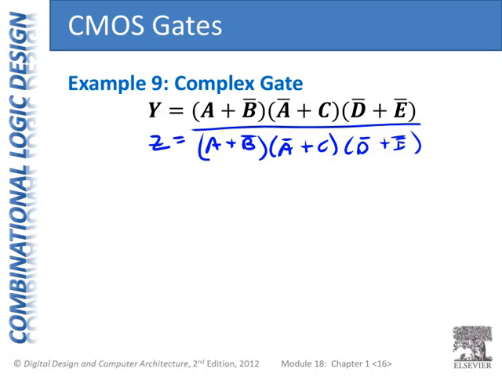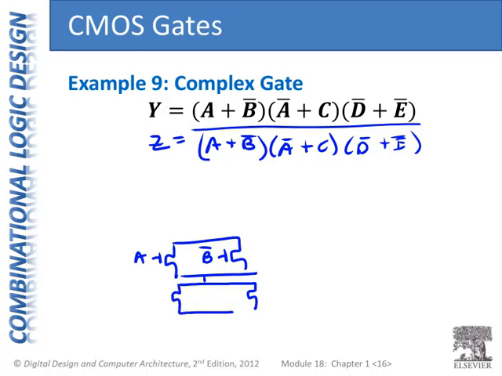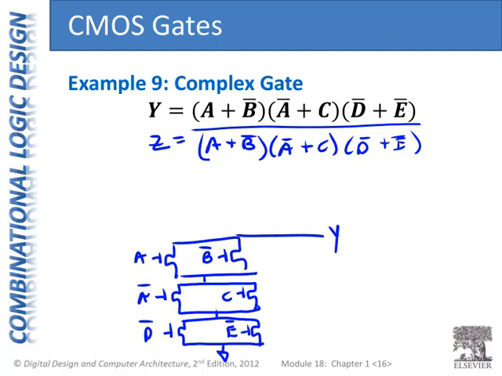be worse because, well, this is the pull-down network. A or B bar, so we're going to need A, we need an inverter for B, and that's going to be ANDed with A bar or C, that's going to be ANDed with D bar or E bar. So there's our pull down network. That's not Y, that's Z now.